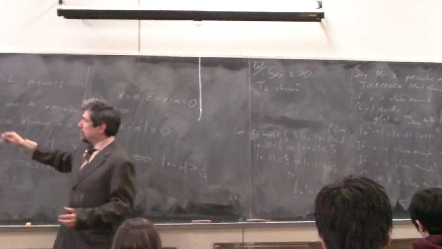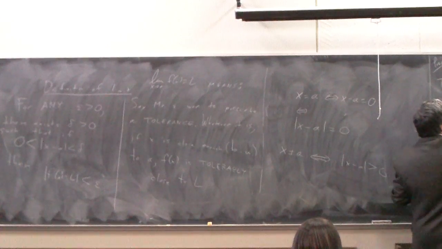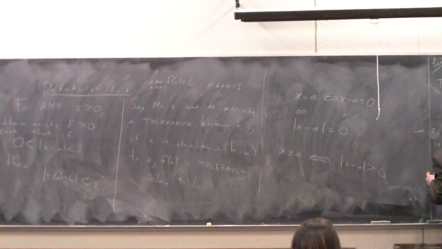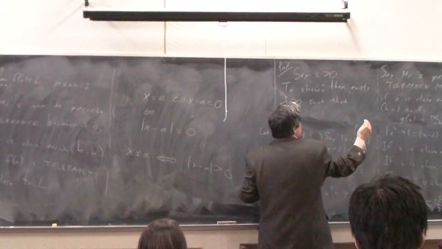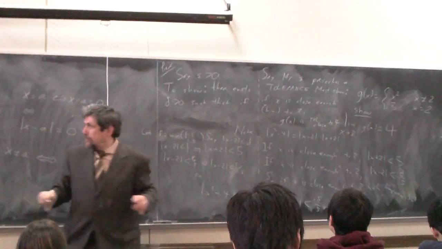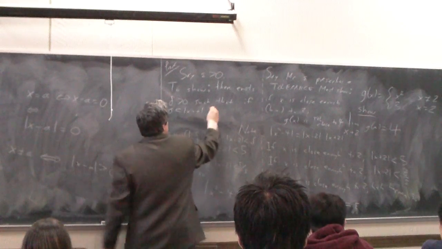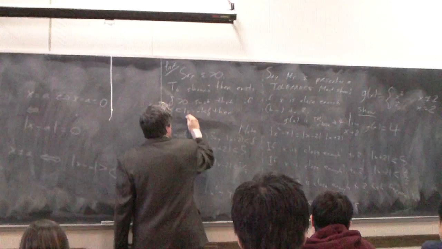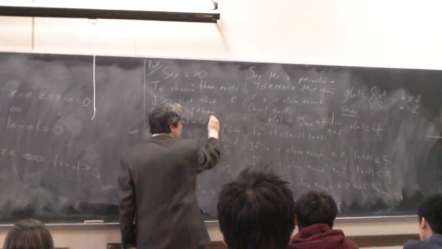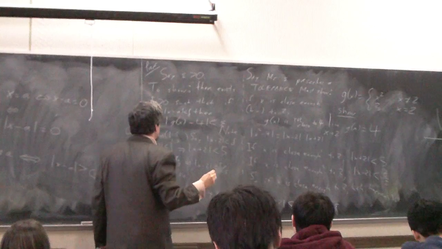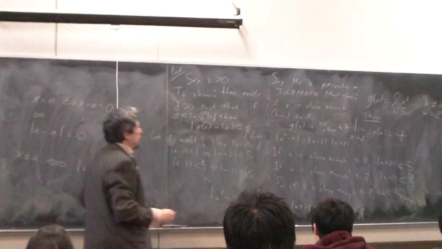Again, we can just copy what it says here. We must show that there exists a delta greater than 0 such that if 0 is less than the absolute value of x minus 2 is less than delta, then the absolute value of g of x minus 4 is less than epsilon, right? I'm just copying from over there, with 2 instead of an a.